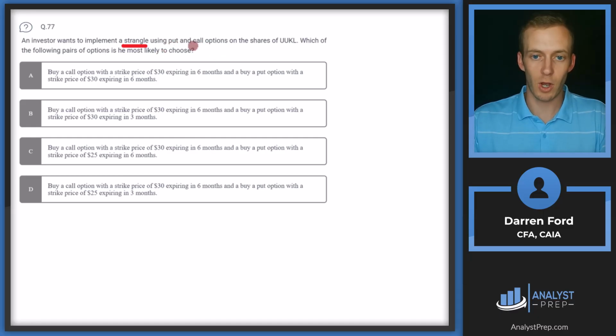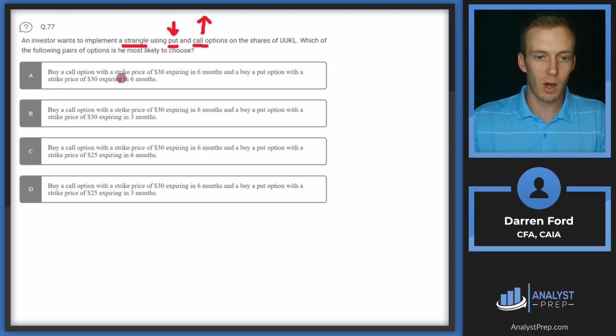And the call option is going to be at a higher strike price than the put option that we buy. So we might buy the put with a strike of 20 and the call might be 25 or something like that. And those are going to have the same expiration date. So we're looking for buying each of these options, same expiration date, different prices.